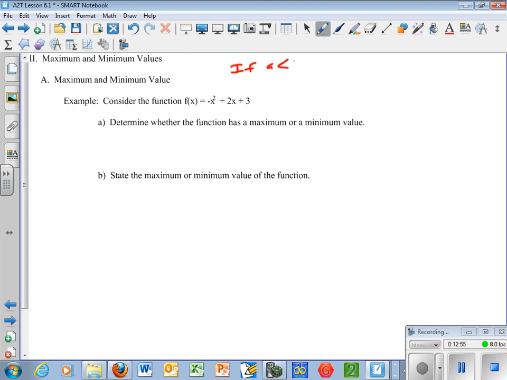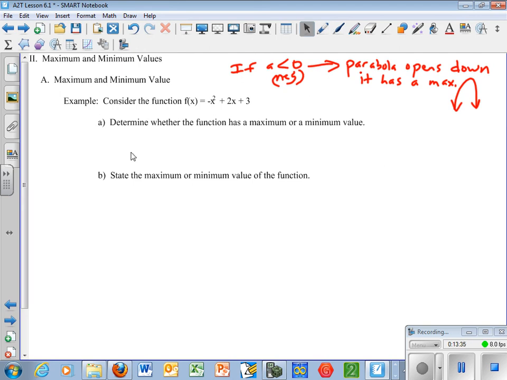If a is less than 0, now remember a is the coefficient, or the thing that's in front of the x squared. If that's less than 0, or if it's negative, that tells us that the parabola opens downward. I'm just going to put opens down there. Which means it does this. So it has a maximum value, and I'm just going to put a max there. Okay, so if it's a parabola that's upside down, opens downward, it has a highest point, or a maximum.